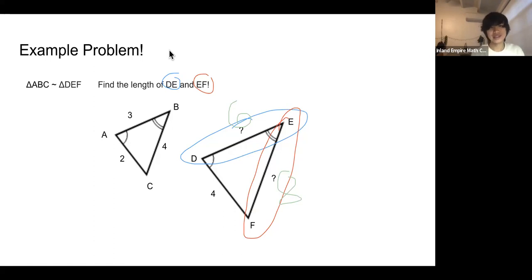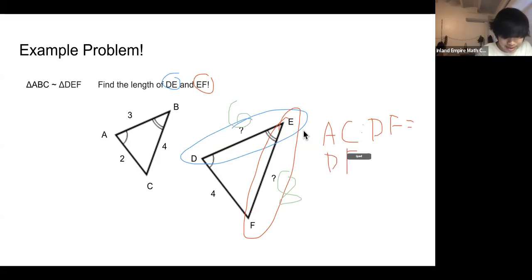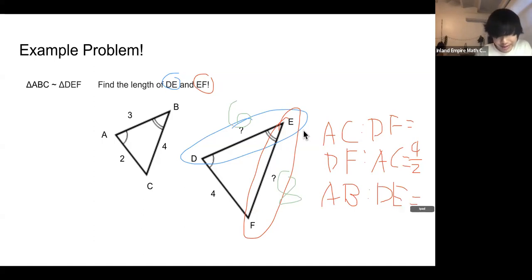Yeah, that makes a lot of sense, right? Because you can see that the ratio between AC and DF is 2 to 4, or you could do the other way around, which would be easier. DF to AC is equal to 4 over 2. So the ratio between AB and DE is also going to be 4 over 2, which is just 2, because 4 divided by 2 is 2. So basically, you know the ratio of the side lengths between these two triangles, so you just multiply by that ratio.